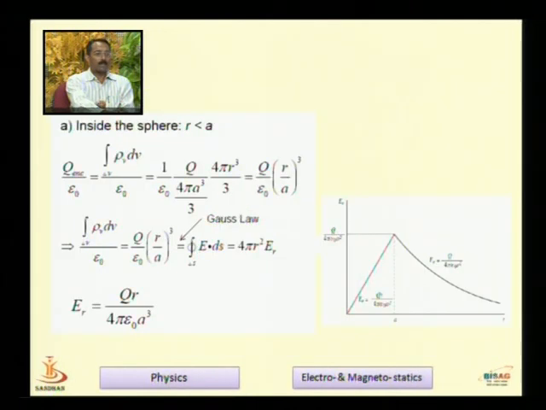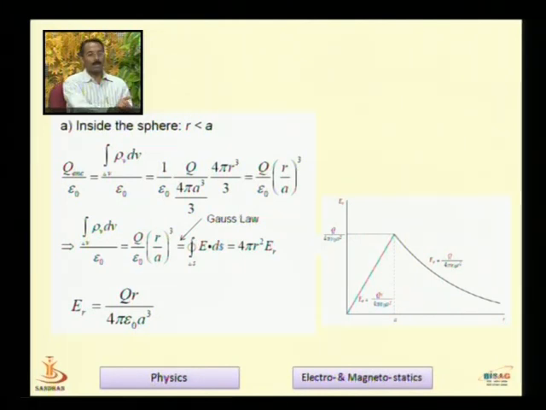Now consider the point which is inside the sphere, right? So when we consider a point inside the sphere, then this is the equation, right? This is the equation which is different from the previous one, and you can see both the results were represented graphically in the graph given here.